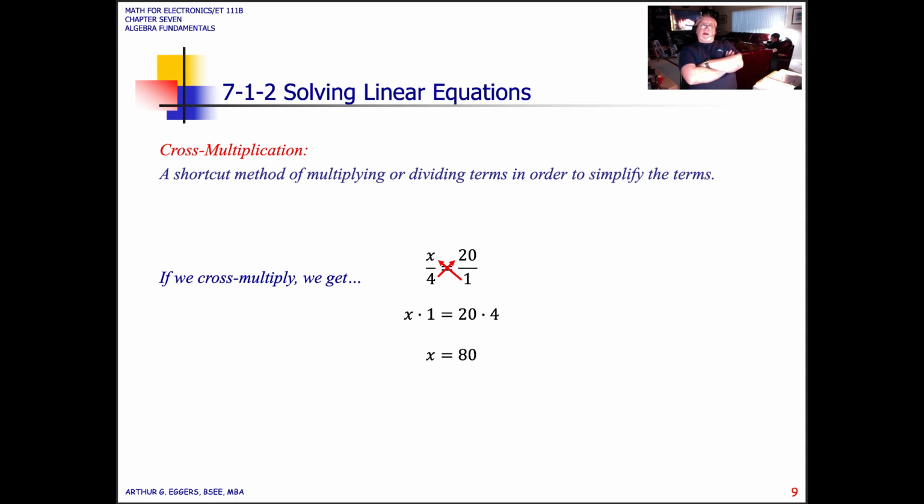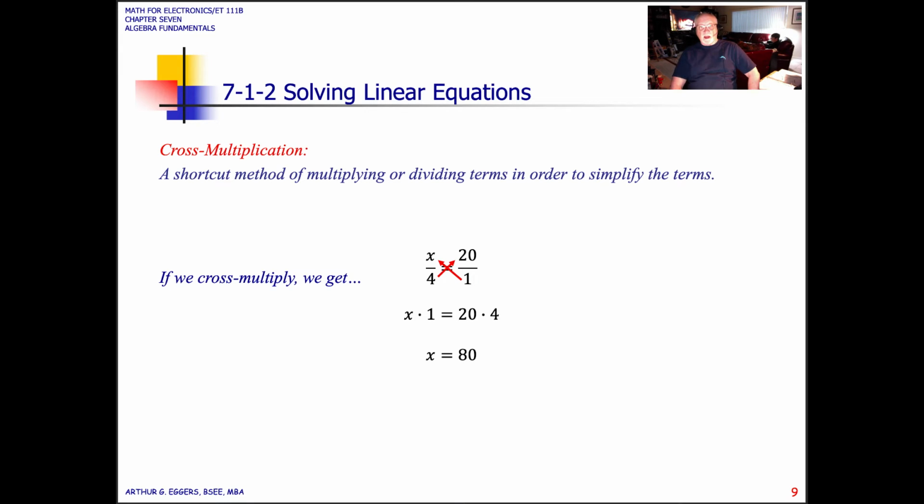Cross multiplication is another way of solving linear equations. In cross multiplication, it becomes a shortcut of multiplying or dividing the terms in order to simplify terms. This becomes one of those operations or methods that you learn to do primarily by inspection. In essence, it means I can move the 4 out of the denominator and into the numerator on the right side, and I can move the 1 out of the denominator and into the numerator on the left side. The implication there is multiplication.